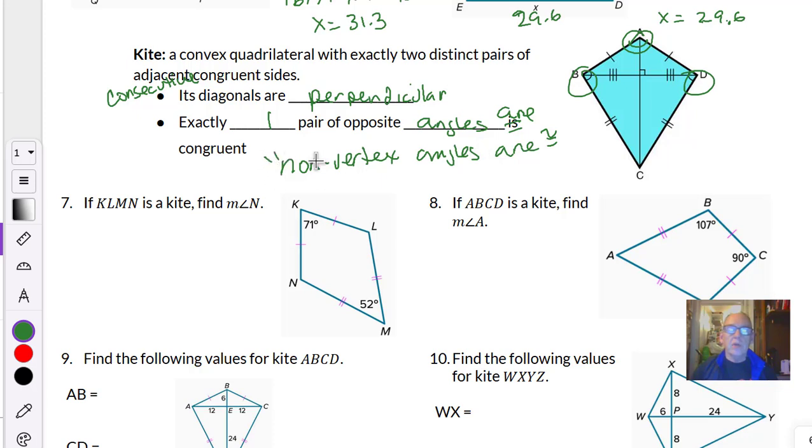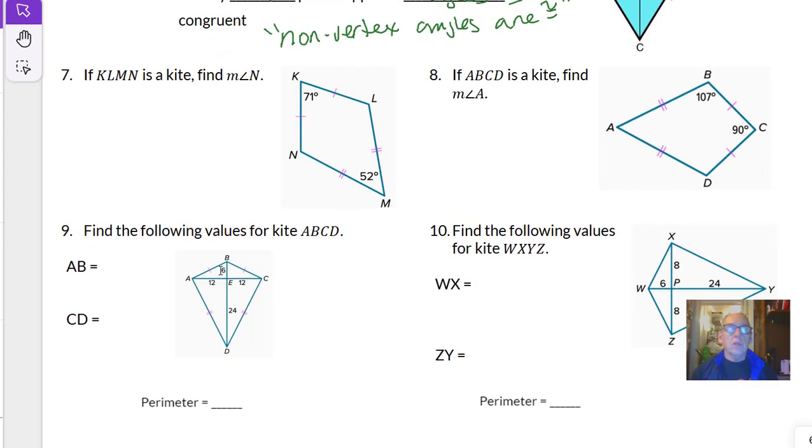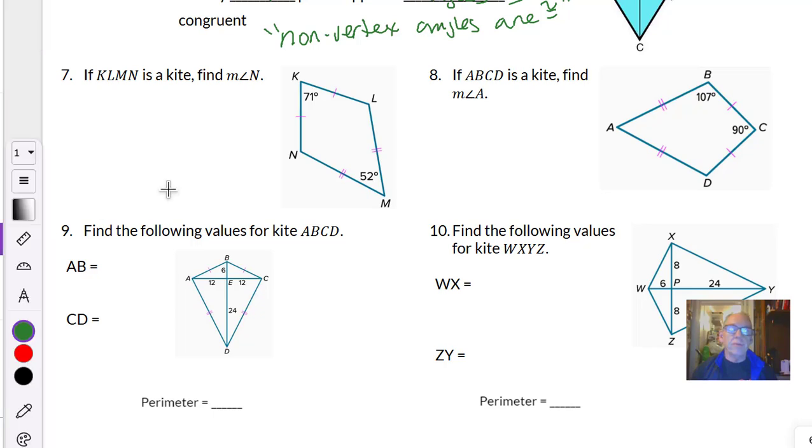The non-vertex angles are congruent. And these vertex angles, the A and C angles, are going to be bisected by the diagonal. Let's look at this. Altogether, these angles need to add up to 360 since it's a quadrilateral. And angle N and angle L are going to be congruent to each other.